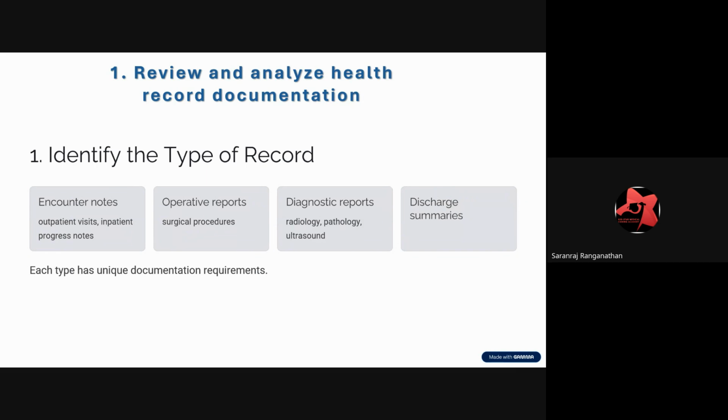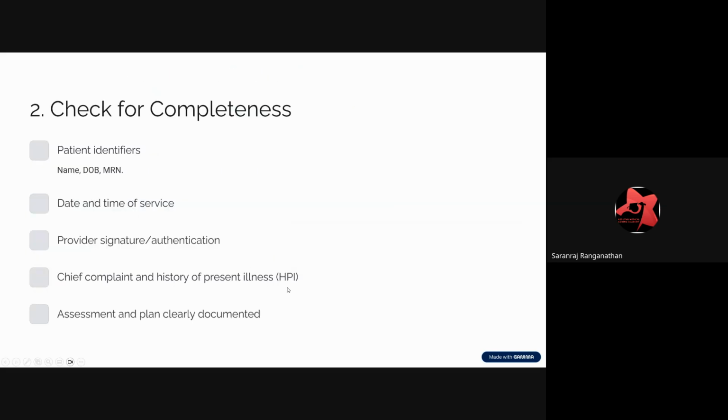So when it comes to the records, we should be able to identify and differentiate the records very clearly. Then only will we be able to follow the appropriate guidelines according to the specialty or the classification of the patient. Then the second thing is on completeness, completeness of the documentation. Now I have the documentation.